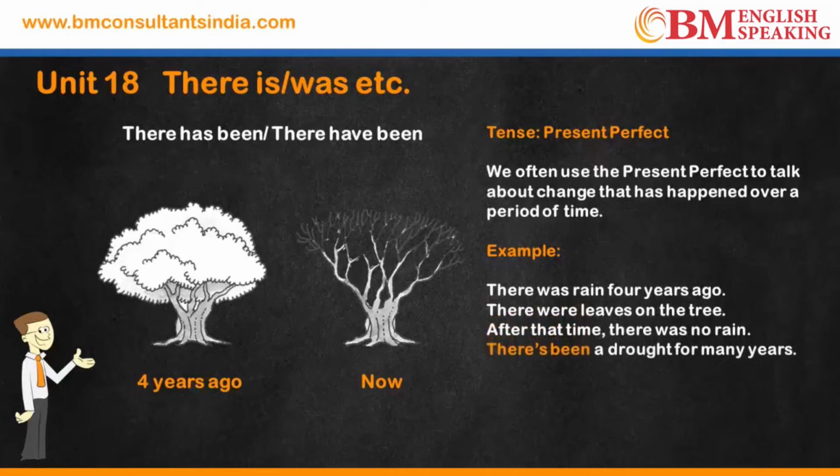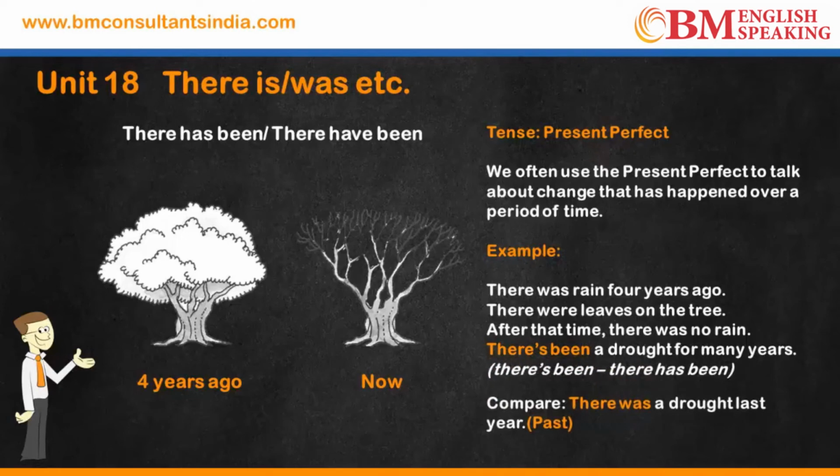There has been a drought for many years. बहुत साल से ड्रॉट रहा है. There has been a drought. There has been, the short form is there's been.